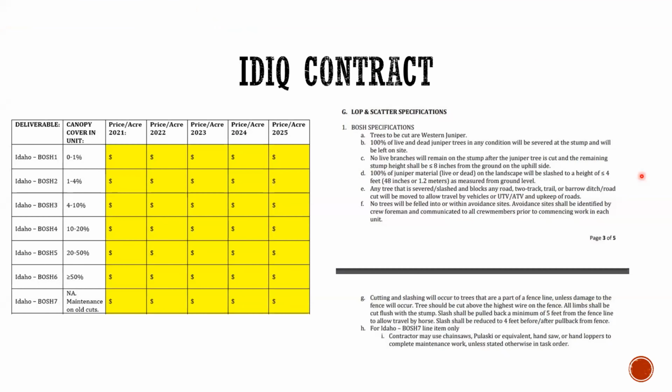So I'm putting out my own IDIQ contract through Pheasants Forever, and this is what it's going to look like. We've just binned it up into certain different canopy cover levels. And based on different years, it's a 5-year deal. And based on these specifications, I want a price for each one of these different canopy cover levels.